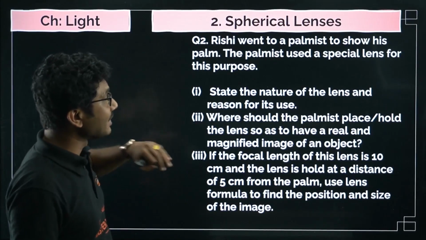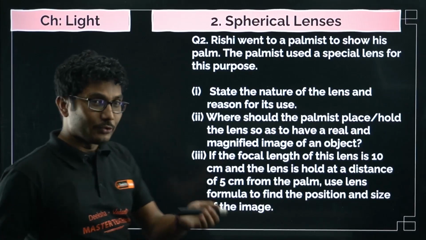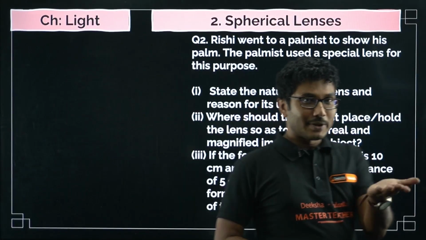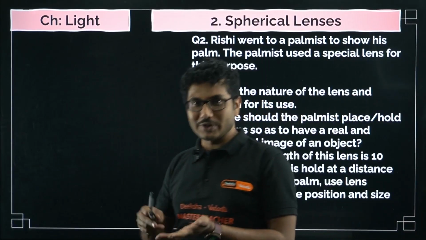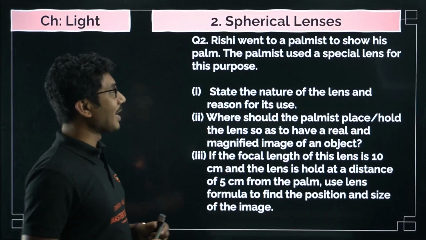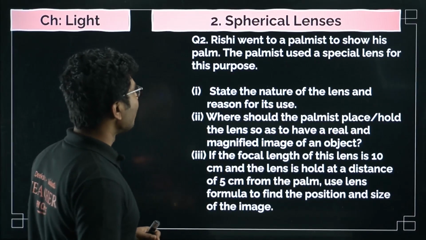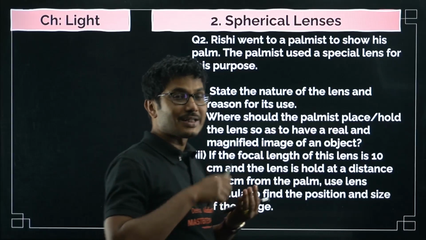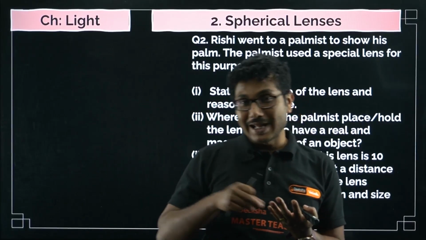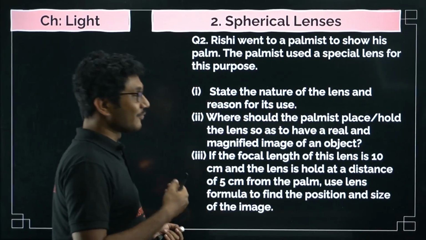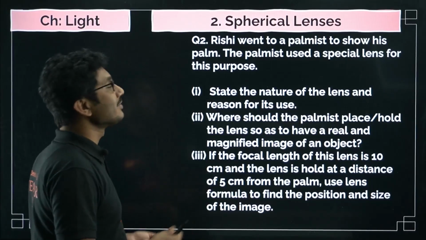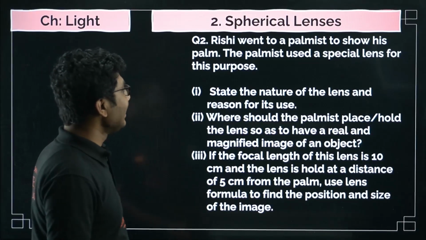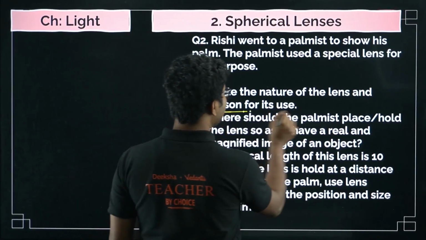Rishi went to a palmist to show his palm. So you know those people who check your palm and tell your future. So he went to a palmist. The palmist used a special lens for this purpose. So they use a special lens to zoom in into your palm lines, and they can tell, okay, this is your future. This is how your future holds. So state the nature of the lens and reason for its use.